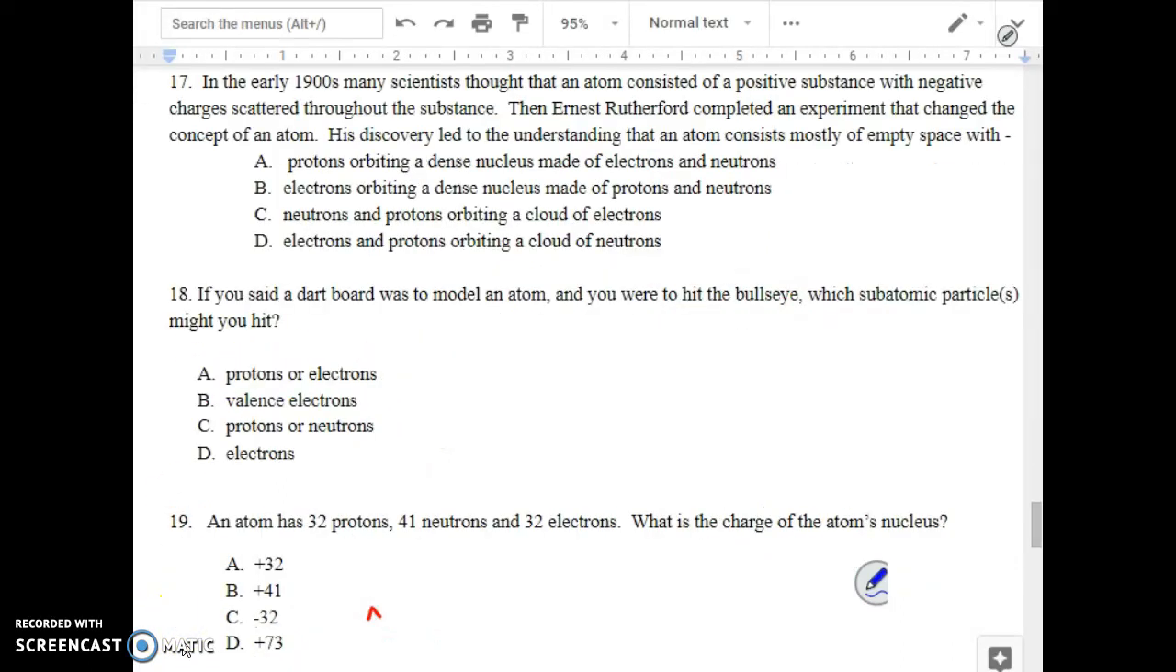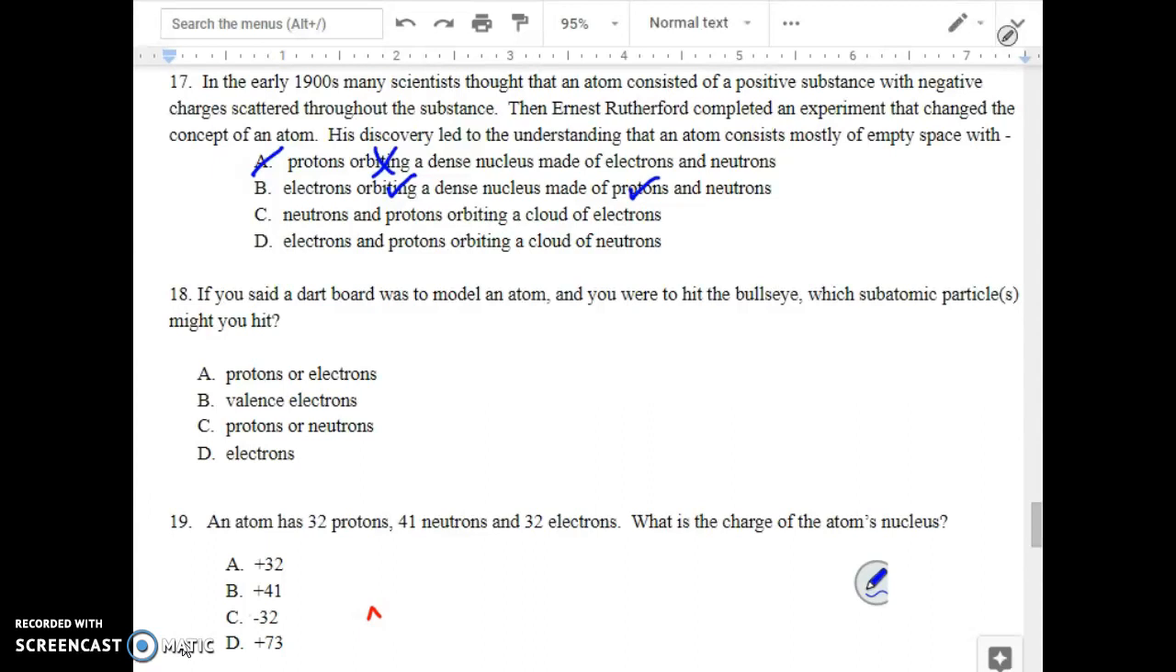In the early 1900s, many scientists thought that an atom consisted of a positive substance with a negative charge scattered through the substance. Then Ernest Rutherford completed an experiment that changed the concept of the atom. His discovery led to the understanding that the atom consists mostly of empty space with A, protons orbiting. No, we know the protons are in the nucleus, so we can already get rid of A. B, electrons orbiting. We know that they are orbiting. Do they orbit a dense nucleus made of protons and neutrons? Right now, that looks pretty good.